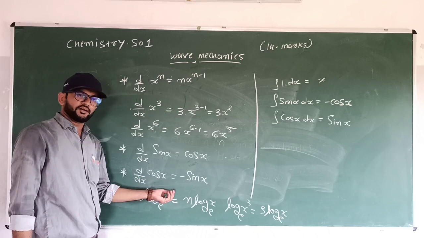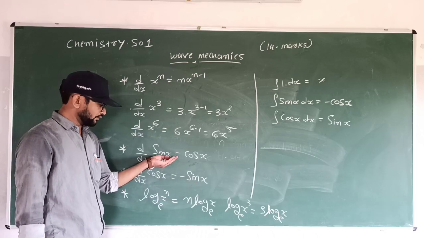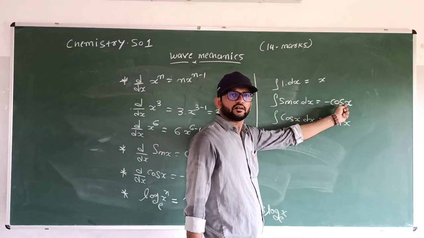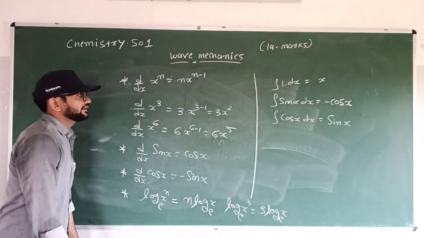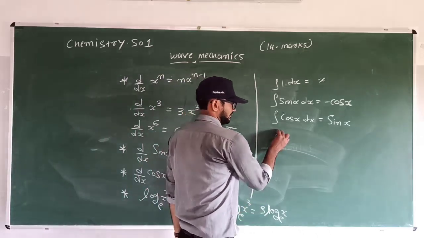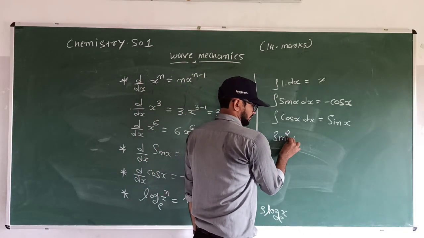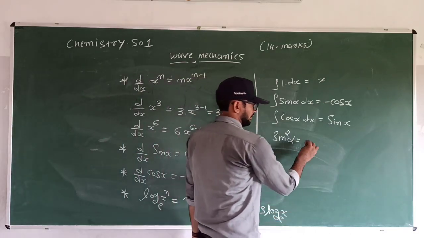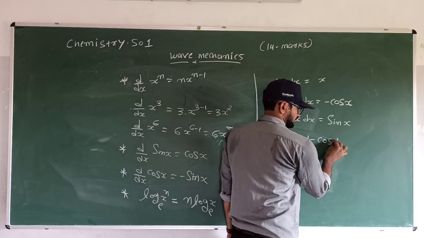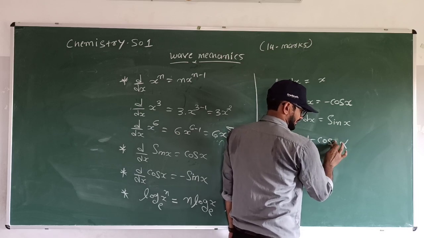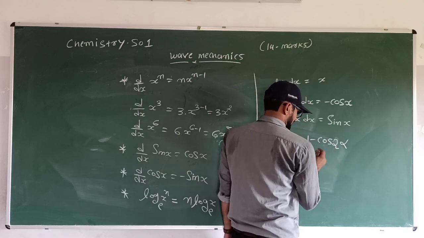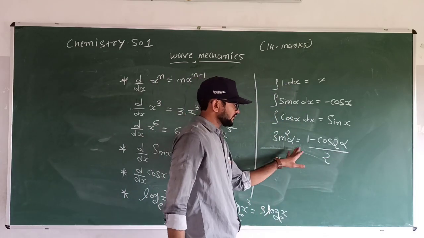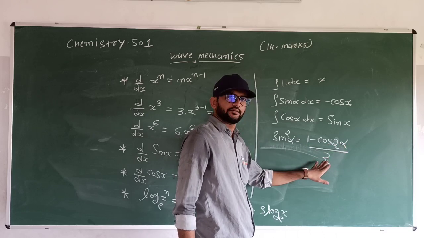Differentiation of cos x is equal to minus sin x. In both processes, differentiation and integration, one function is converted into another function. Then after conversion, sin square alpha is equal to 1 minus cos 2 alpha divided by 2.